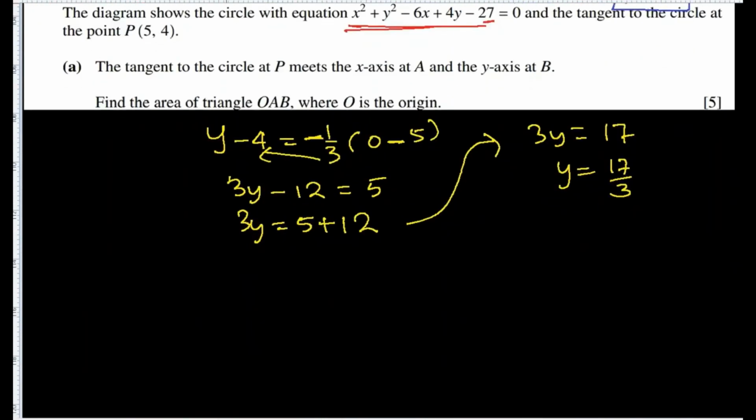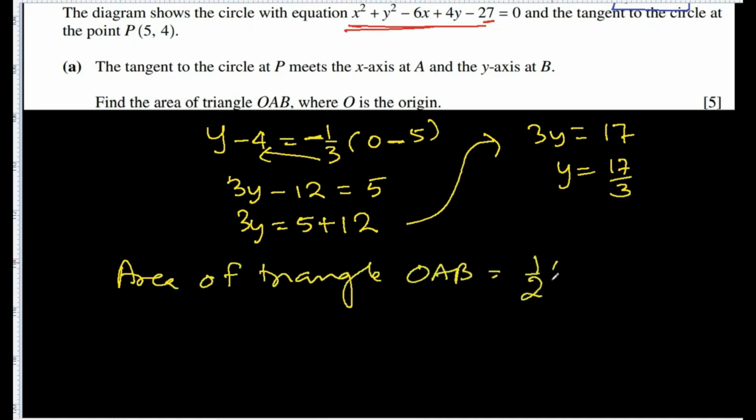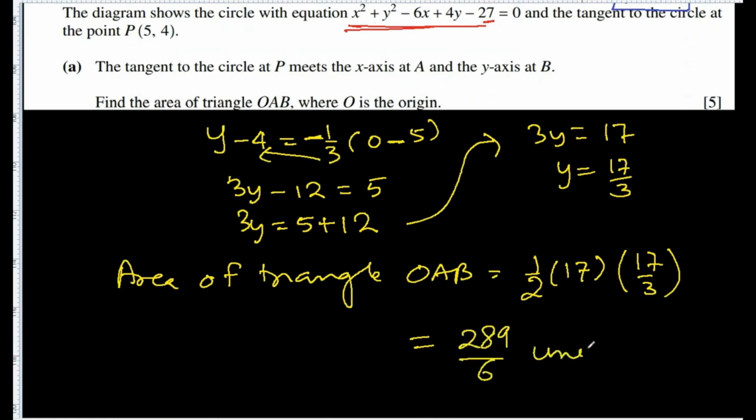So area of triangle OAB will be half, base is 17 for us, height is 17 over 3, and that's why it will be 17 times 17, which is 289, over 2 times 3, which is 6 units square.